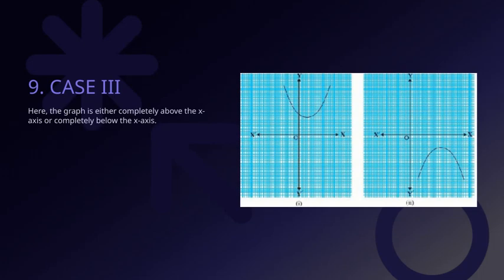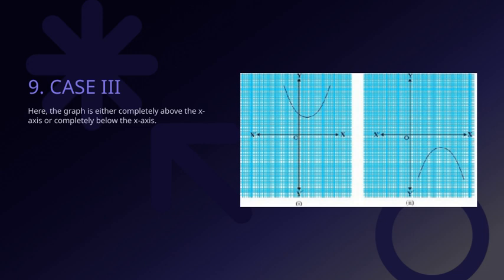Now, in this case, the graph is either completely above the x-axis or completely below the x-axis. This situation is what we call case III. When the graph stays entirely on one side of the x-axis, it indicates a specific behavior in the function. For example, if it's above the x-axis the whole time, the function remains positive across this interval. Conversely, if it's below, then the function stays negative.